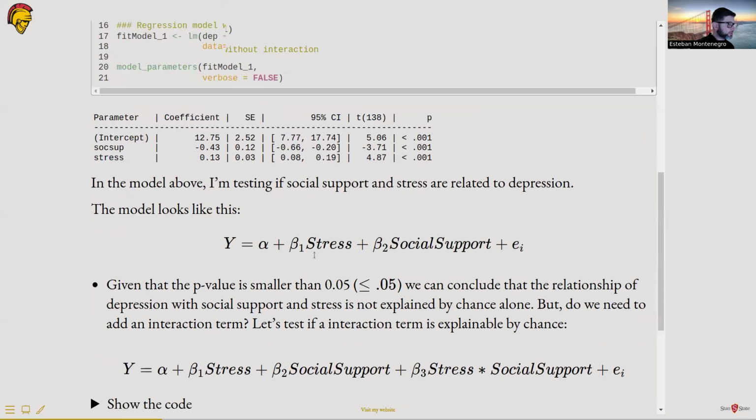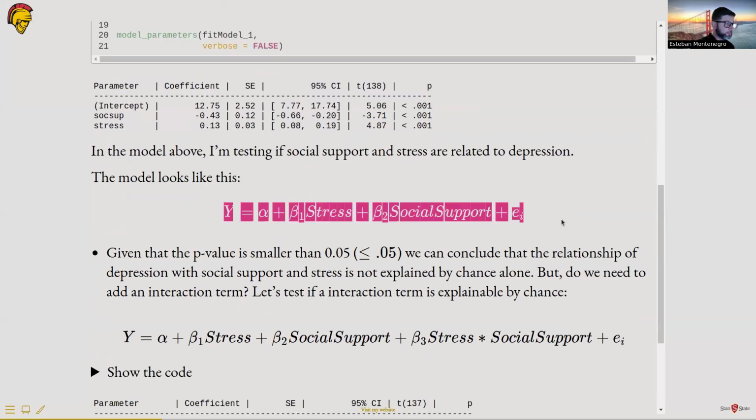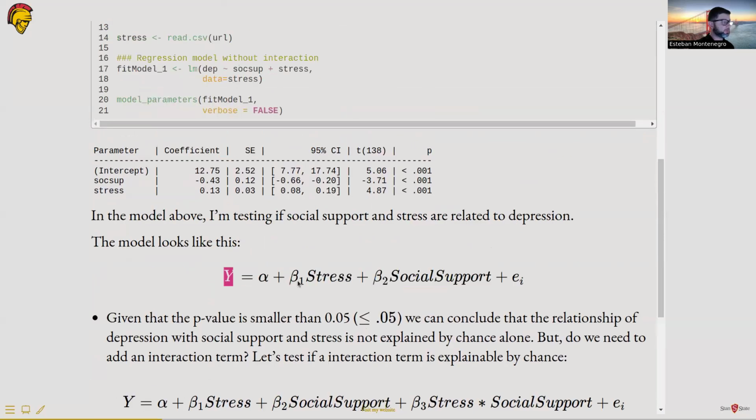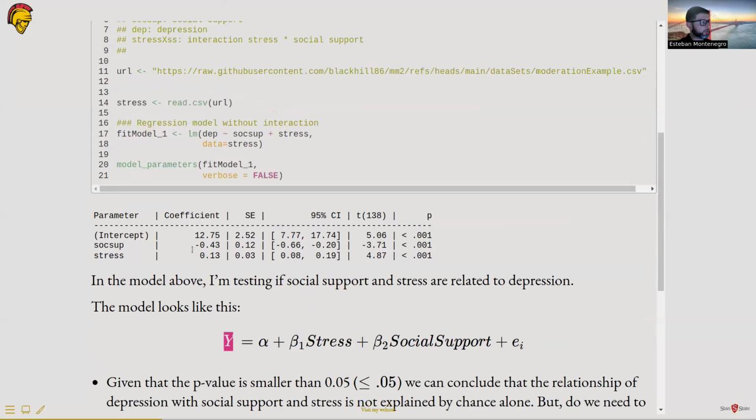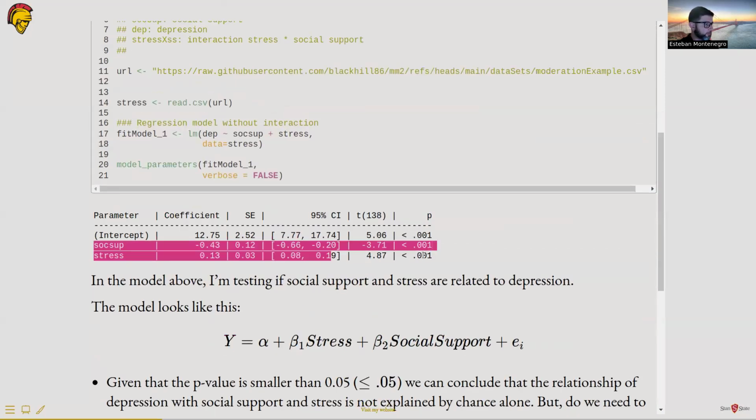And this is actually the model that I'm running, right? We have stress and we have social support, and our outcome is depression, right? As always in this class, we're going to talk about depression a little bit. Let's take a look at the numbers, right? Let's see the output right here.